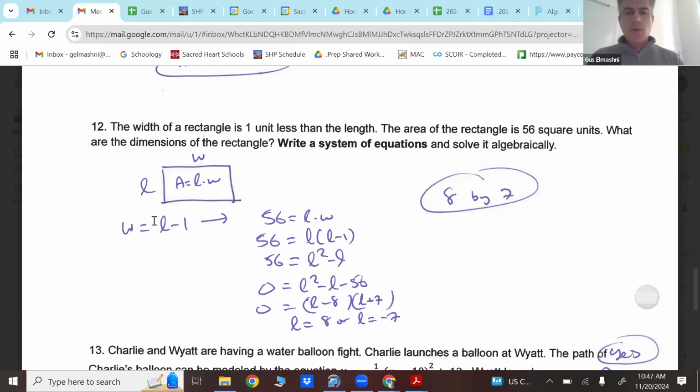You get 2 answers. Of course, the length can't be negative. That's impossible. So go with the positive value. That means the width is 7, and it all makes sense. Does that make sense? So I did 12.